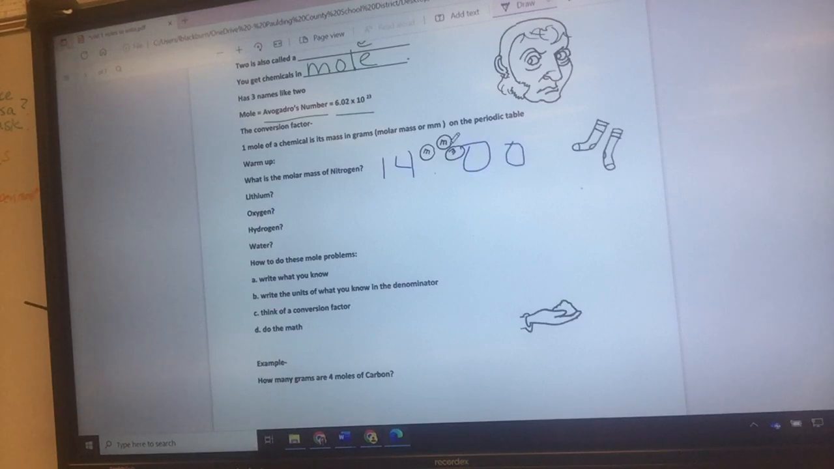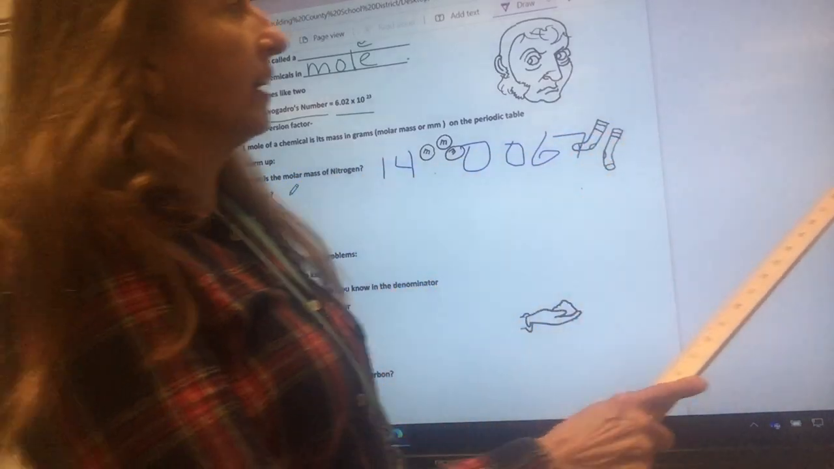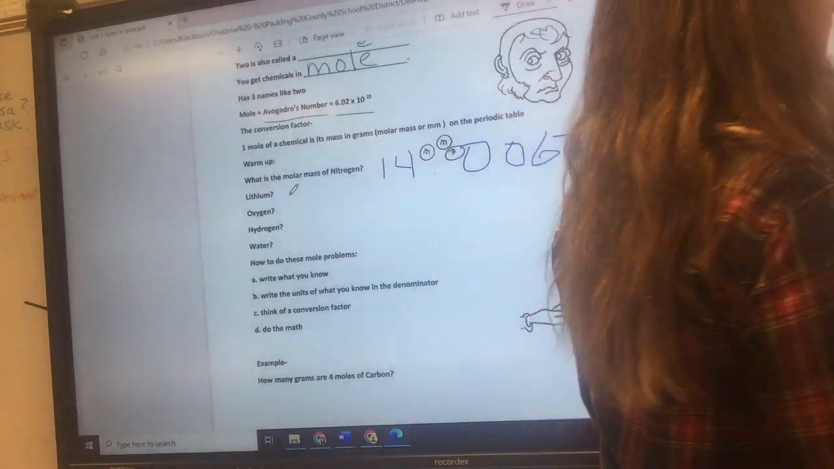14.0067. All right, so what about lithium? What would be the molar mass of lithium? Do you see lithium? 6.941. Yes, everybody sees where to get it on the periodic table. 6.941.